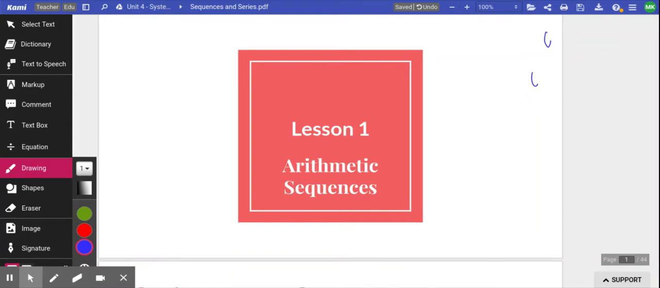Hello, and welcome to Sequences and Series. This is kind of like the second part of Unit 4. The first part was all about systems of equations. This second part is all about something called sequences and series. So it's got its own little set of lessons, and then we combine the two almost like mini topics to make Unit 4 up.